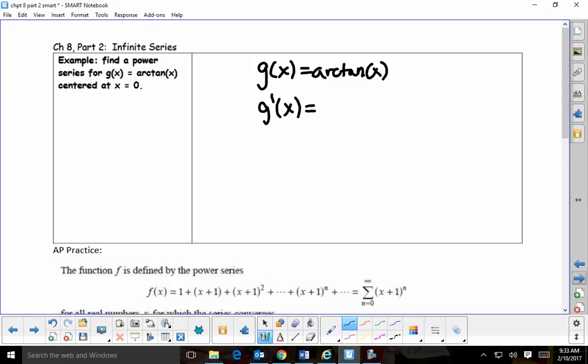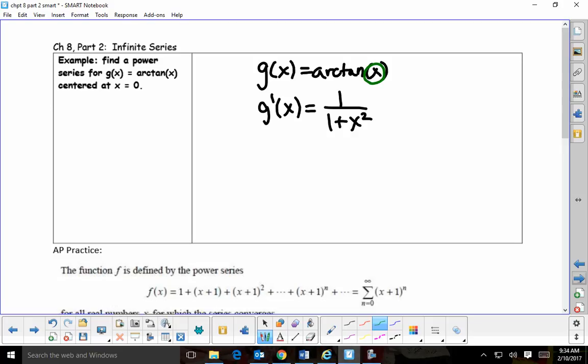What's our u here? X. Alec, what'd you get? 1 over 1 plus x squared. Very good. And how did you get that? U prime over 1 plus u squared. And what was our u in this case? X. Okay. Yeah, good job.